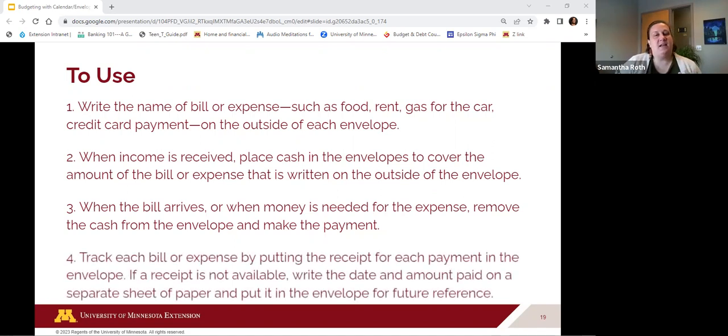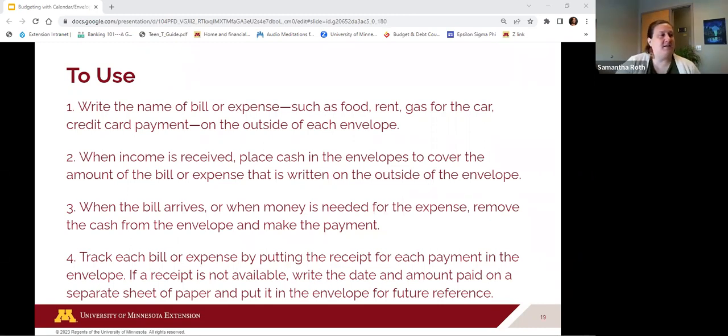And then again, it's nice when you're using a cash-based system, you will see that money, you physically are using that money, which for some people is really helpful instead of using a debit or a credit card. You also go ahead and put the receipt for each payment in the envelope. And if a receipt is not available, just have a separate sheet of paper in there to put it in for future reference. Sometimes it's helpful because then you're able to look back and see why you are always short, or have a whole bunch left over. It's just helpful to know what you're spending your money on, so you can look back at it.